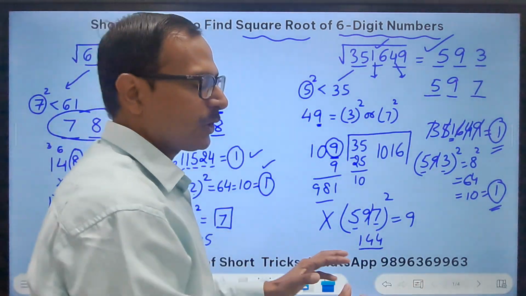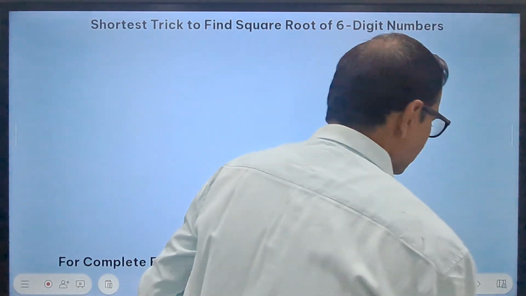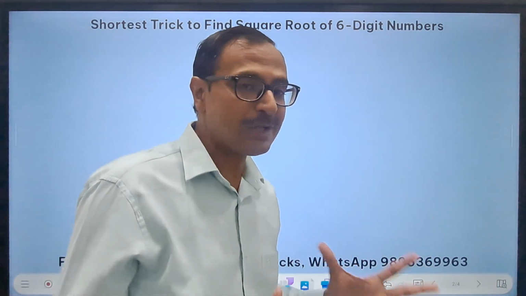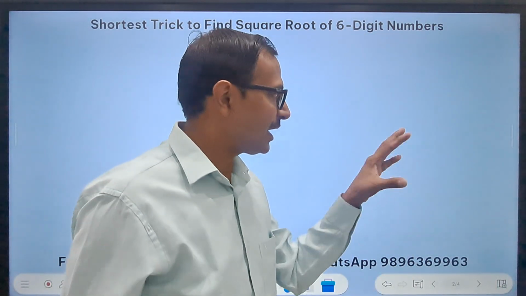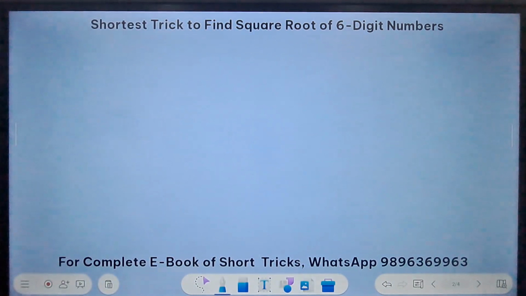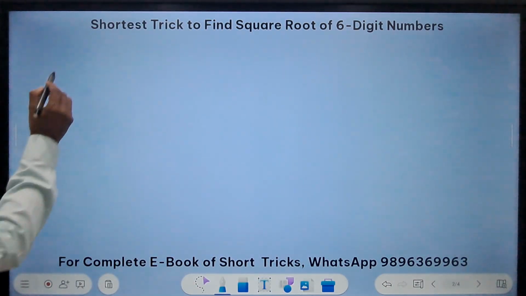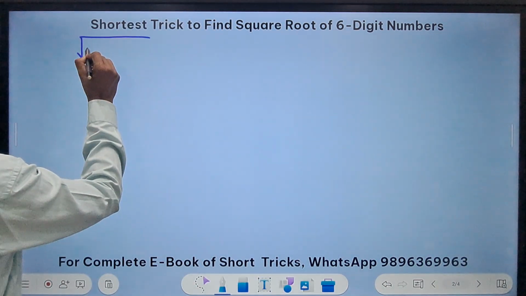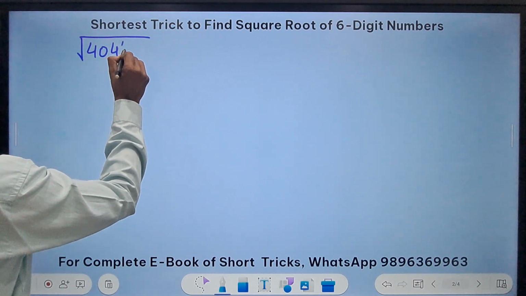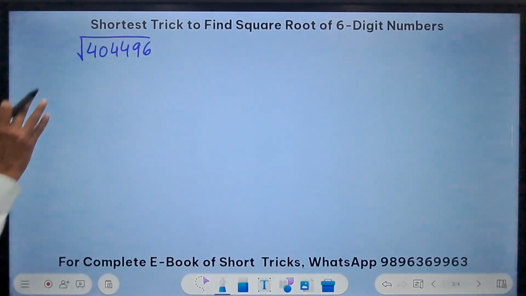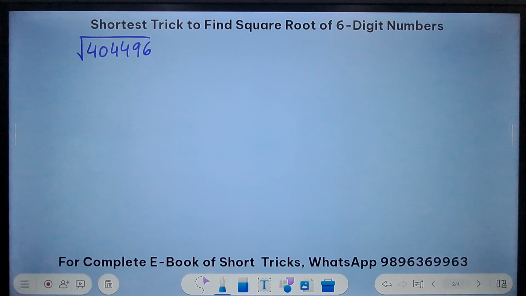So the method is now consuming less time, but we need to make sure that all 6-digit number perfect squares can be handled like this. So I am taking some more examples. Let's take the example of square root of 404496. So I will write less number of steps now.